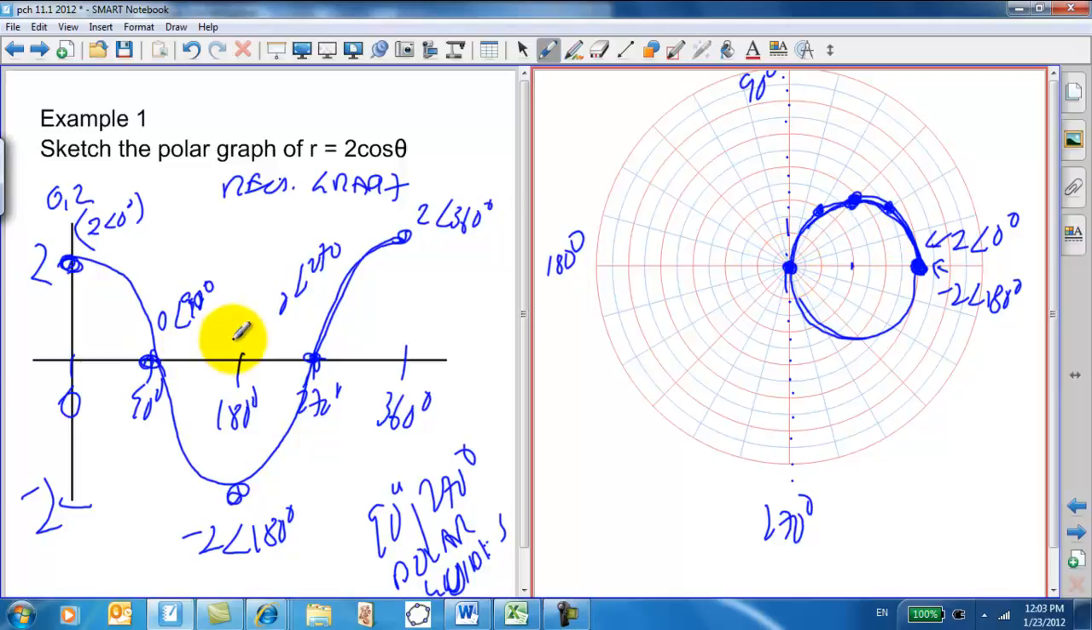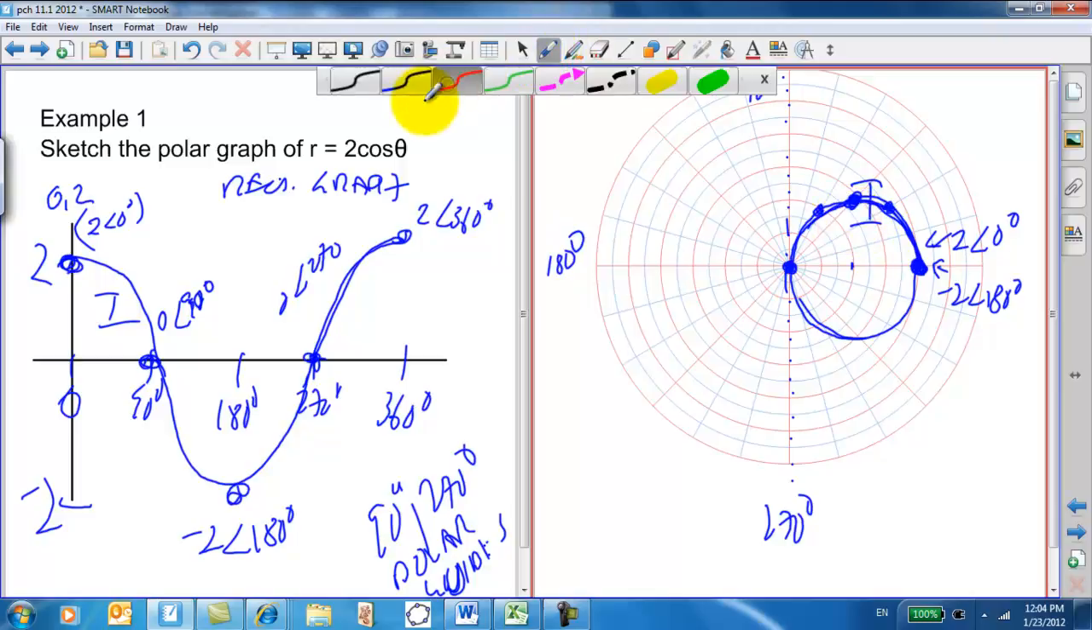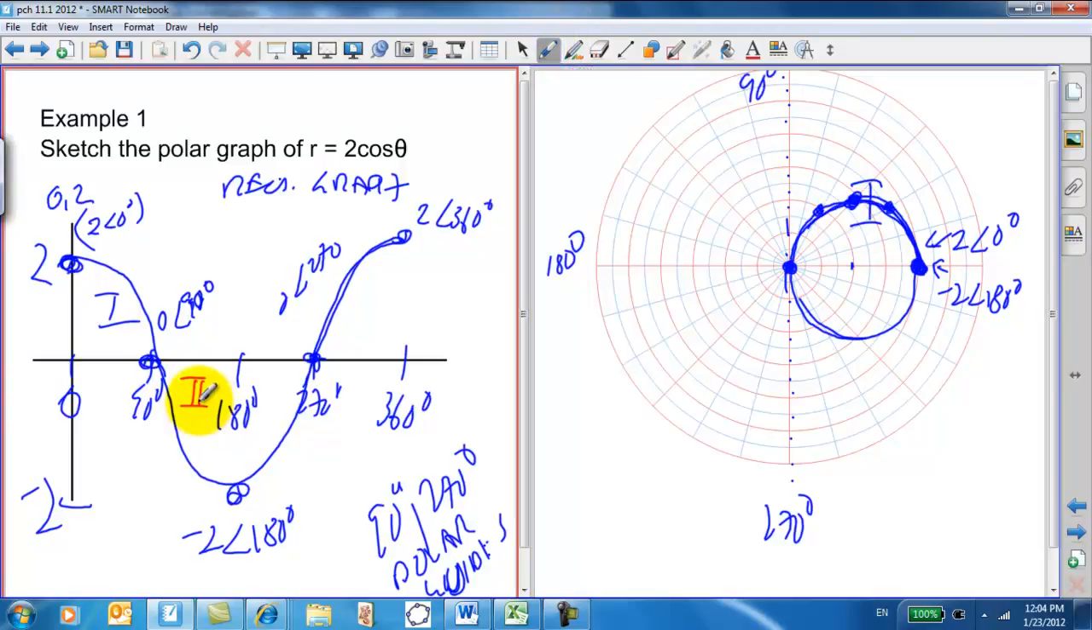Now notice what happens when we went into quadrant 2 here. So this was quadrant 1 when we drew this. When we're in quadrant 2 now, in this little section, this is quadrant 2 up here. But we had all negative answers, so they got pushed into here.